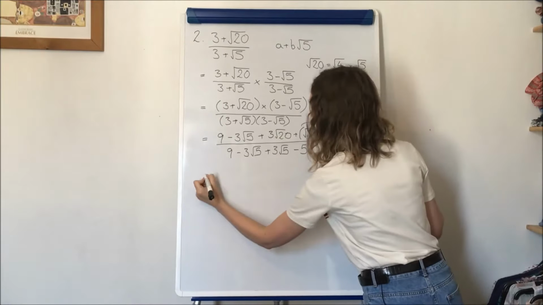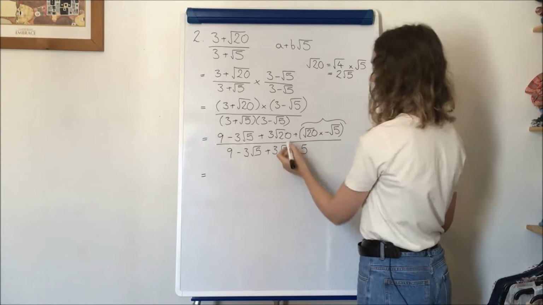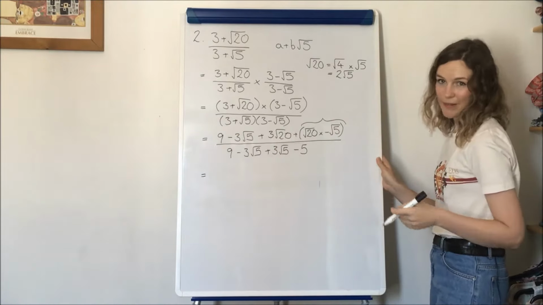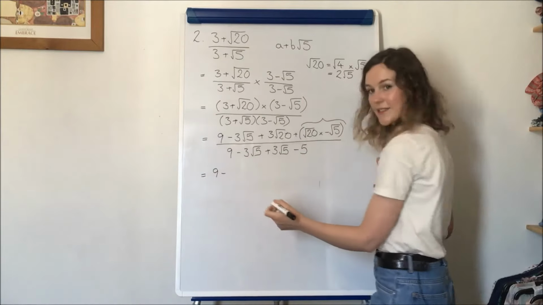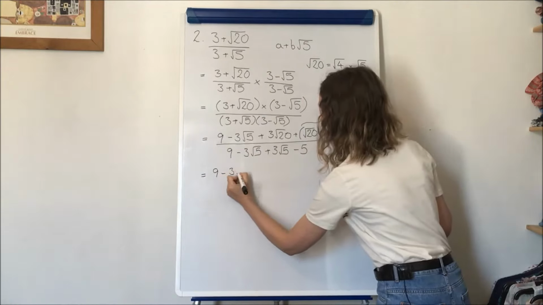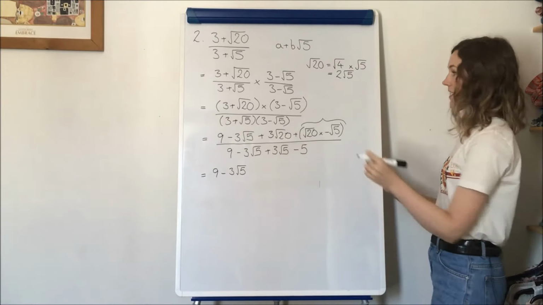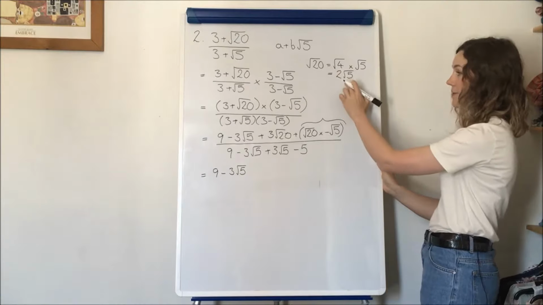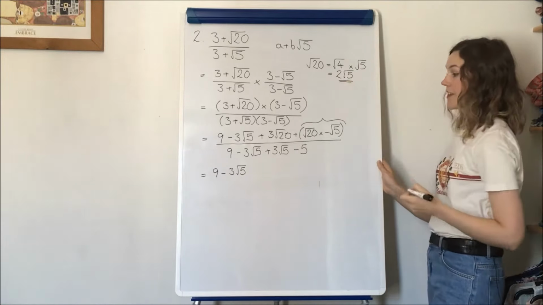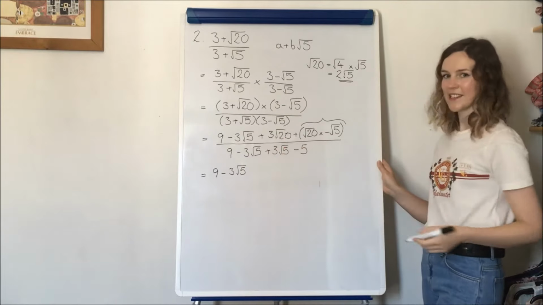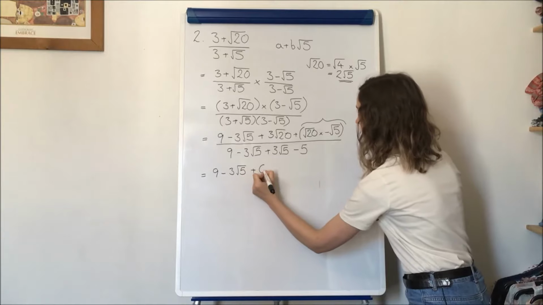So what this is going to give us on the top is 9. Oh, we need to do it with that root 20 as well. Sorry, I forgot about that one. So you've got 9 minus 3 root 5. Now, you've got plus 3 root 20, but we now know that root 20 equals 2 root 5. So we actually want to times this by 3. So this 3 root 20 is going to become plus 6 root 5.